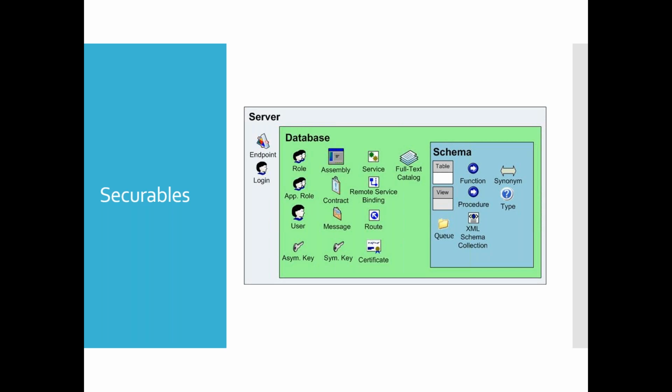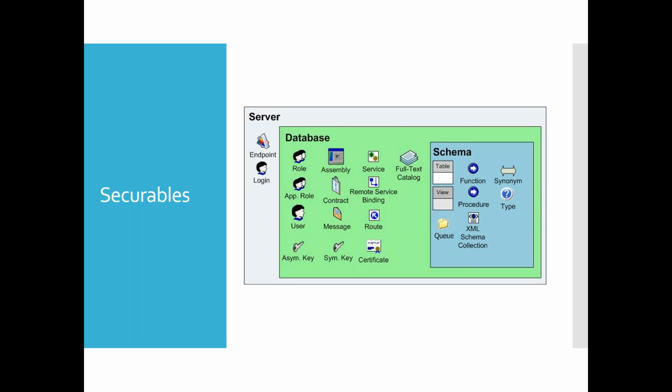So what does this mean as far as being hierarchical in nature? If I grant an execute permission against the schema, well, execute applies to stored procedures. What that means is I don't have to grant explicit executes on every single stored procedure within that schema because I've granted it at the schema level.